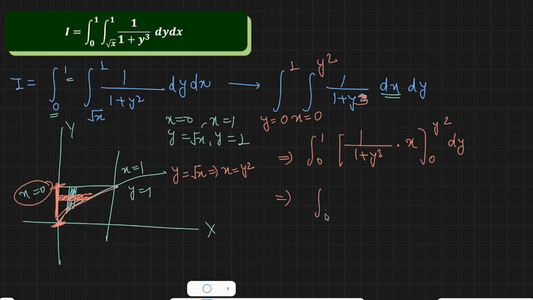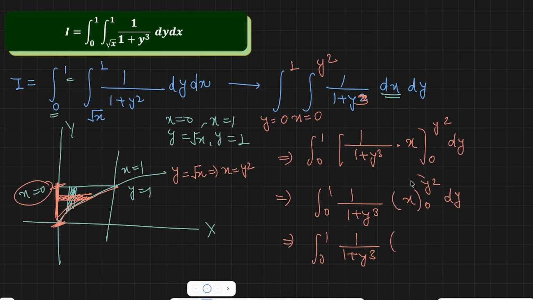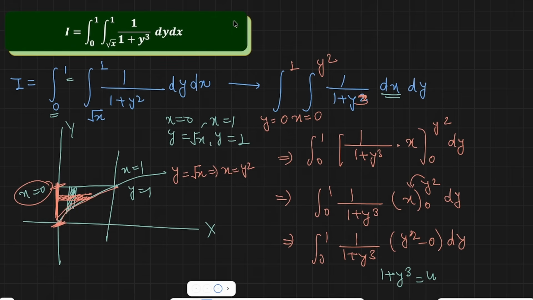So now it will be 0 to 1, 1 upon 1 plus y cube, this is x, 0 to y square, and it is dy. So it will be 0 to 1, 1 upon 1 plus y cube. When you put this here, it will be y square, upper limit minus lower limit, dy. Now I can simply consider 1 plus y cube equals u. So what is my integral? 0 to 1, 1 upon 1 plus y cube into y square dy. This is the integral.